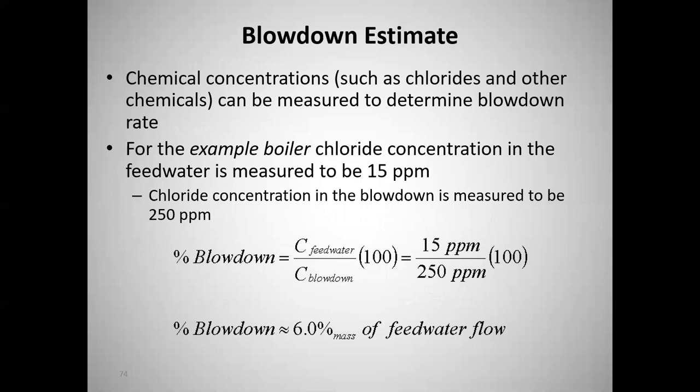Okay, so this is not very complicated, but this is a good trick to know. Chemical concentrations such as chlorides and other chemicals can be measured to determine the blowdown rate. For the example boiler, the chloride concentration in the feed water was measured at 15 parts per million. Chloride concentration in the blowdown is measured to be 250 parts per million. So basically that ratio, 15 to 250 times 100, gives you 6%, and that's a good estimate of your blowdown rate. Okay? So that would say that 6% of that feed water flow going into the boiler is drained out through the blowdown line and discarded from the system.